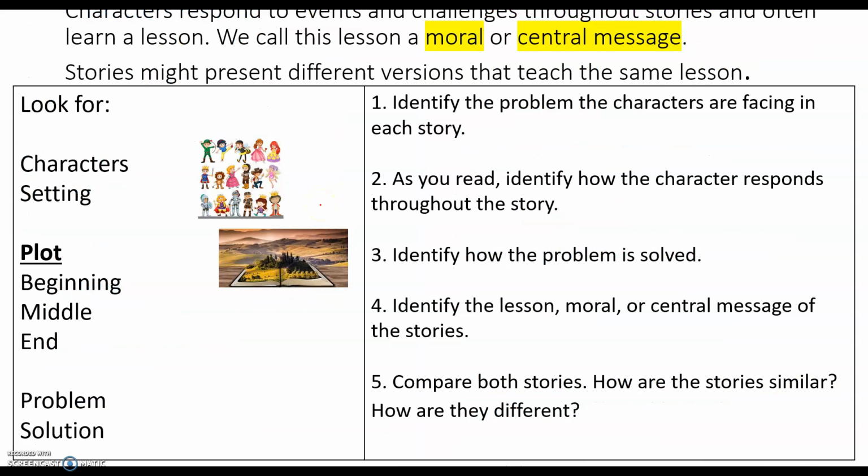First, let's review. We know that characters respond to events and challenges throughout stories and often learn a lesson. We call this lesson a moral or central message. So actually in these two stories that we're reading this week, the characters will learn a lesson. Stories might present different versions that teach the same lesson, and of course they could be different lessons too, but still be very similar.